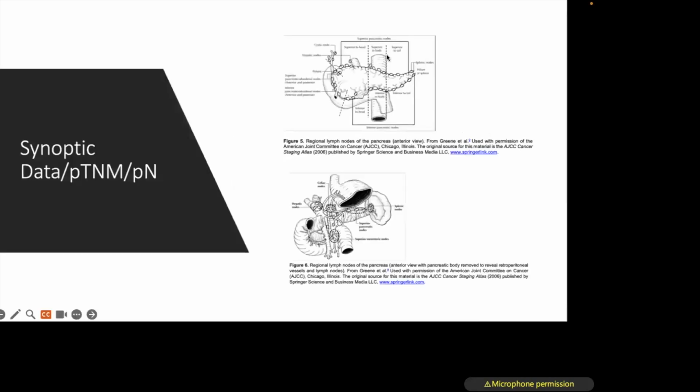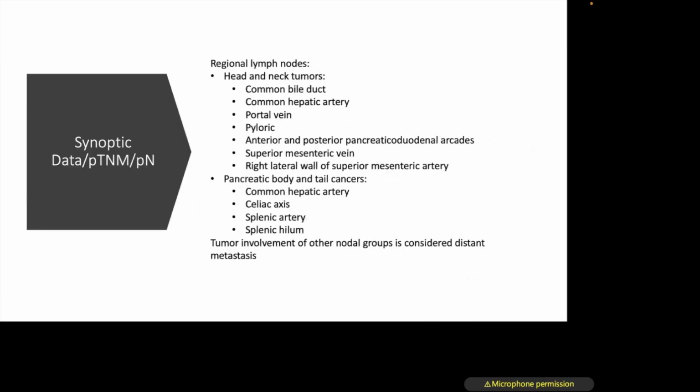So we talked about regional lymph nodes. Those are the lymph nodes or lymphoid organs that surround the pancreas. If they're further away from the pancreas and not one of the designated ones that are here, it is considered a distant metastasis if there's carcinoma present. So this is a list of the regional lymph nodes surrounding the pancreas.